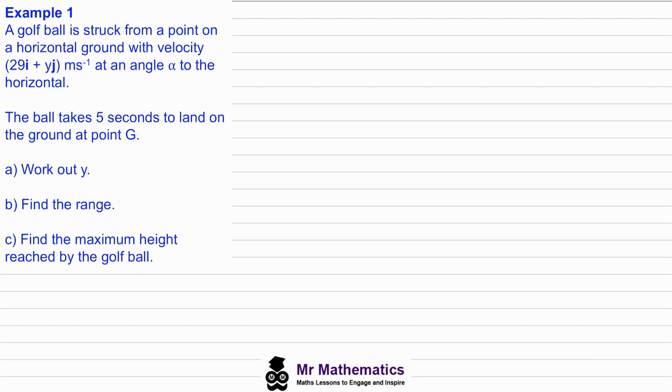Okay, so with questions like this, the first thing we need to do is to sketch the trajectory of the golf ball. So we have our axes. The golf ball starts at the origin, travels upwards, and then returns back to the ground after reaching a maximum height. We're told that the initial velocity is 29i plus yj, so we can show that through this line, which starts at the origin. I'm going to write it in column vector form, and this is in meters per second.